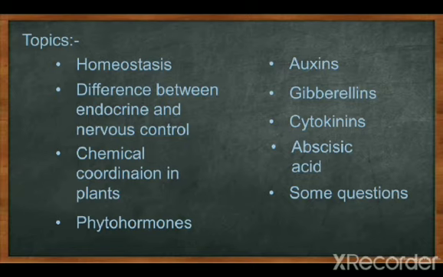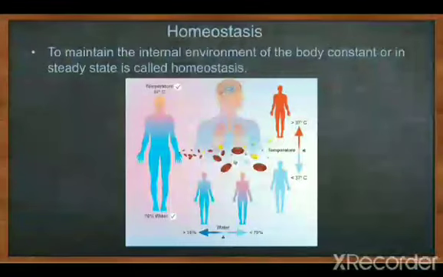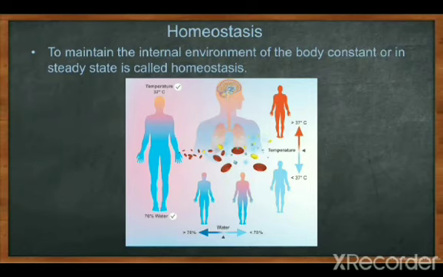Now the first topic is homeostasis. Homeostasis simply means to maintain our body constant with respect to the environment. It means balance between the internal and external environment. Internal means our body and external means outside of the body. So there is an equilibrium maintained, and this is called homeostasis.